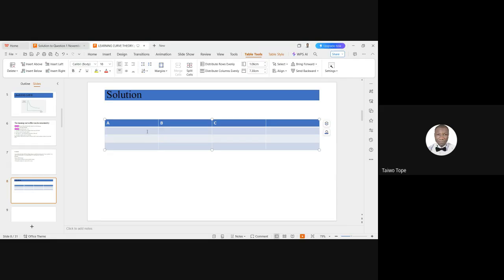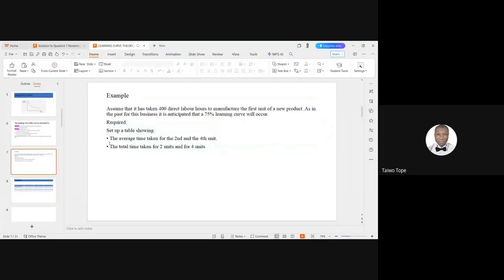That's the cumulative number of units. You need to determine your cumulative number of units. Cumulative units. The first unit will be 1. When you double 1, the result will be 2. When you double 2, the result will be 4.